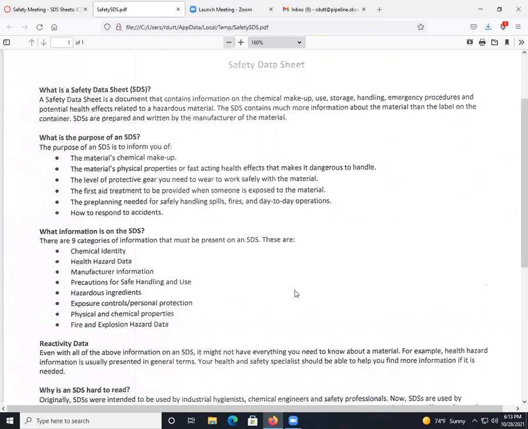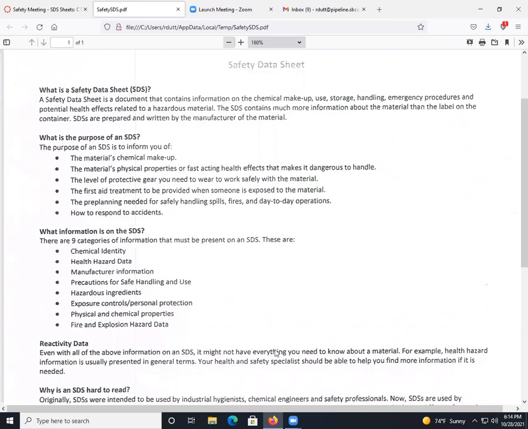What information is on SDS? There are 9 categories of information that must be present on an SDS. These are chemical identity, health hazard data, manufactured information, precautions for safe handling and use, hazardous ingredients, exposure controls and personal protection, physical and chemical properties, fire and explosion hazard data. Okay, so how many of those do you guys count? How many bullet points do you guys count? 8. Yeah, so what are the 9 categories? I hate stuff like that.